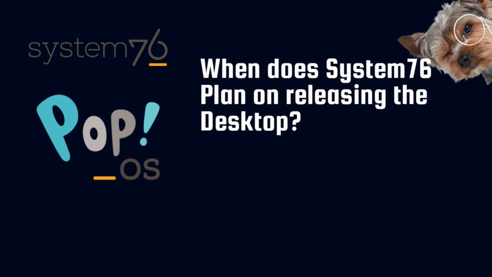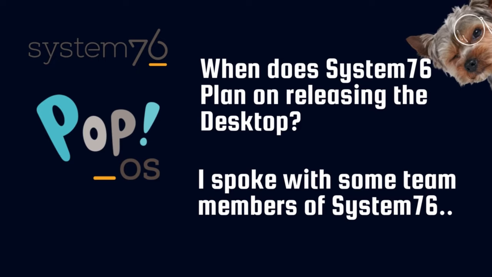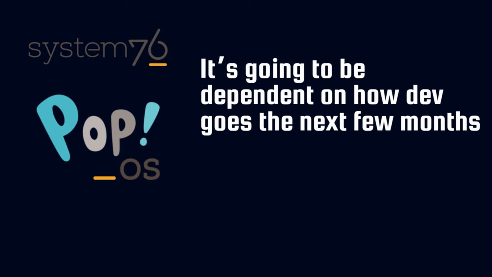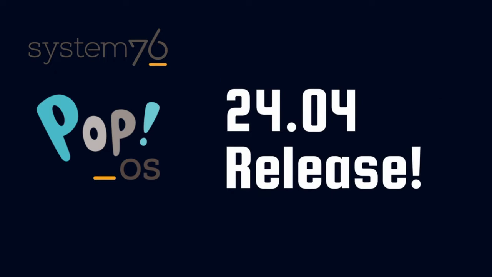And now to answer the biggest question of all. When does System76 plan on releasing the Cosmic Rust Desktop? Well, I spoke to some members of the System76 team to try and get an idea of that date. Of course, it's dependent on the next few months and how development goes, and System76 does not want to rush development. Instead, they want to bring a high-quality desktop environment, which you would expect from System76. And I'm happy to say the showcase target date, at least to have something that we can really test and interact with, is for the Pop!_OS 24.04 release. That means in April of 2024, we can hopefully expect to see a showcase of the Rust Cosmic desktop available to us.